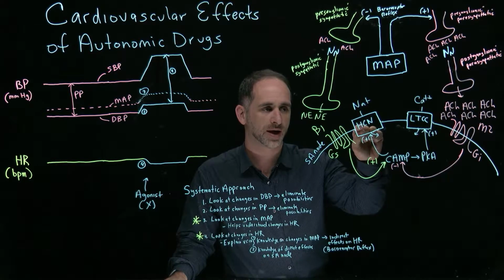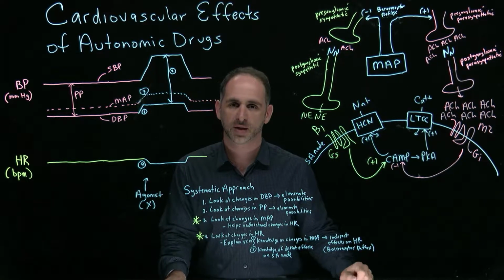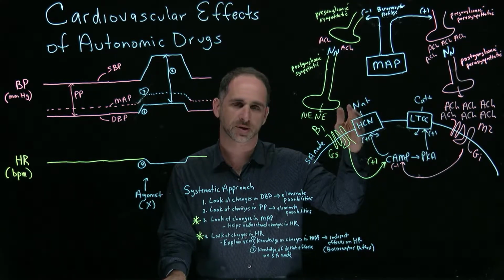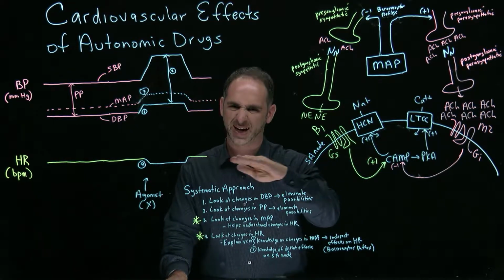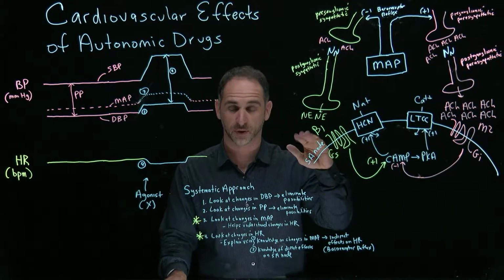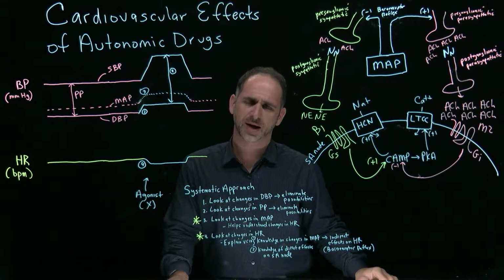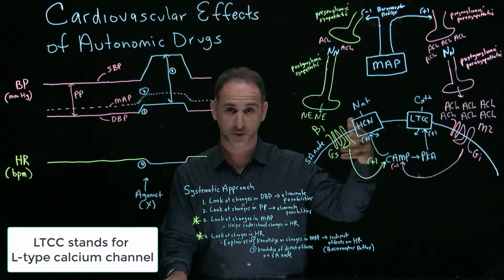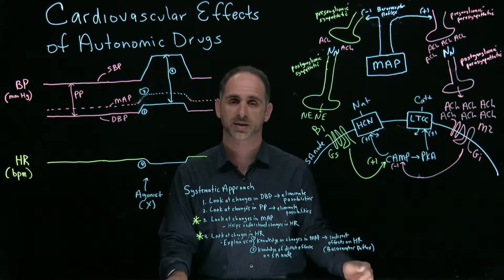Now, we also have two channels that, just for review, the HCN or funny channels. These are mostly sodium channels that allow sodium to go through and depolarize the SA node during the spontaneous depolarization phase, phase 4. And also some calcium channels. We just put the L-type calcium channel here as an example of calcium coming in and also contributing to the phase 4 depolarization that is going to have an impact on the heart rate.